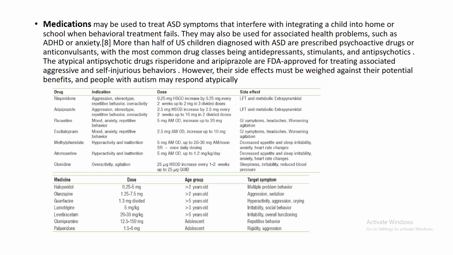The typical antipsychotic drugs, risperidone and aripiprazole, are FDA approved for treating associated aggressive and self-injury behavior. However, their side effects must be weighed against their potential benefits, and people with autism may respond atypically.